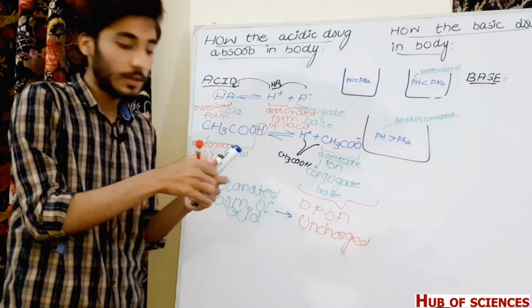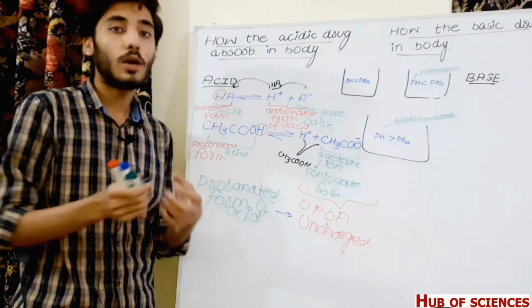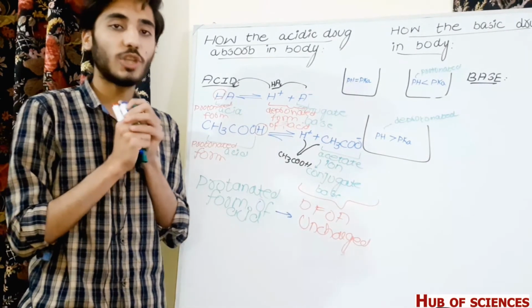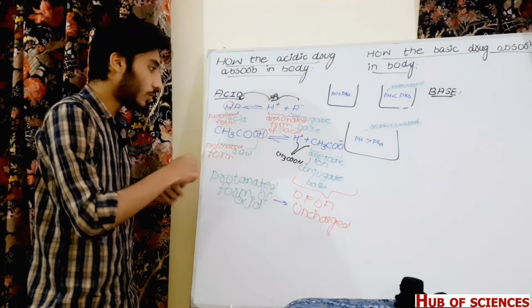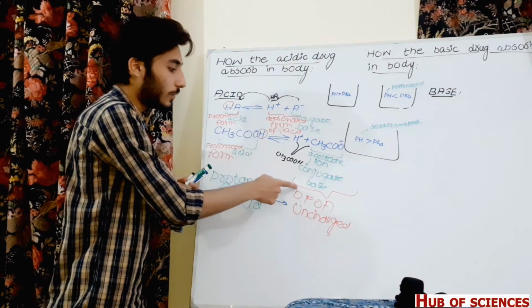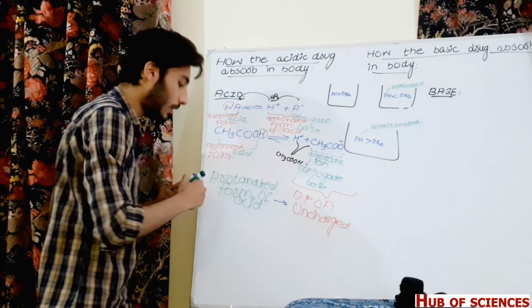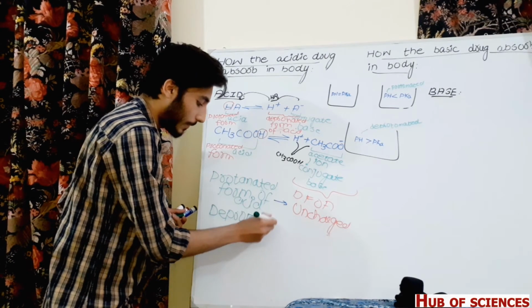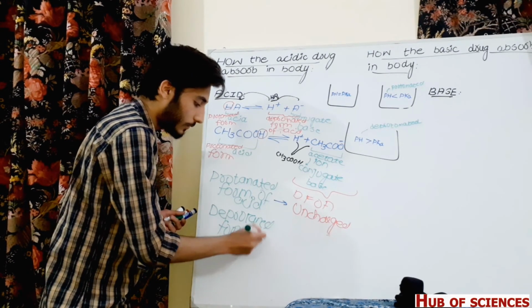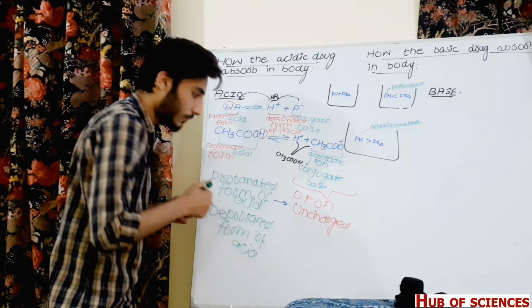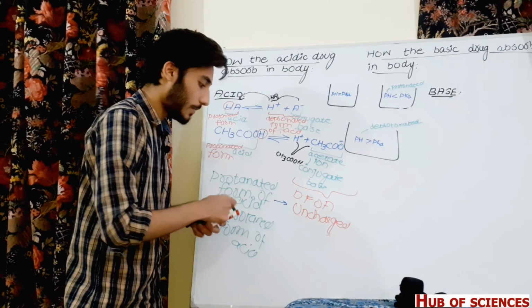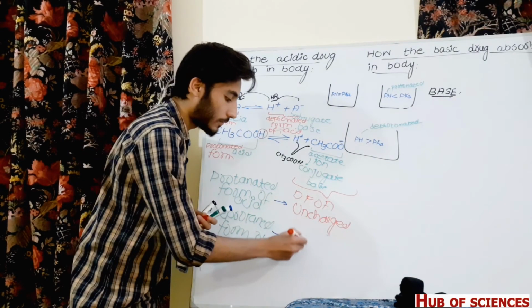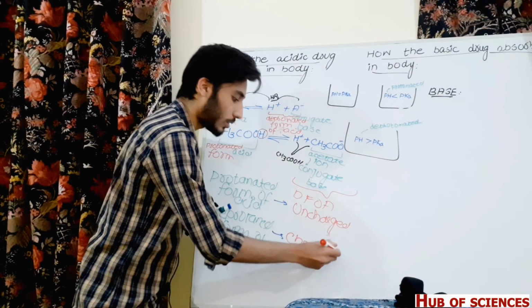This basic concept is necessary to understand how acidic drugs and basic drugs are absorbed in the body, because they are related to pH and pKa. We can also conclude from the above case that the deprotonated forms of an acid are charged. They bear a charge which may be positive or negative. The deprotonated form is charged.